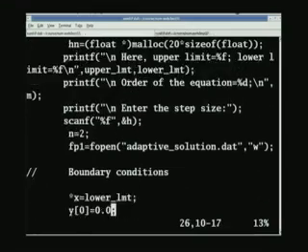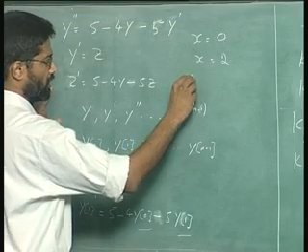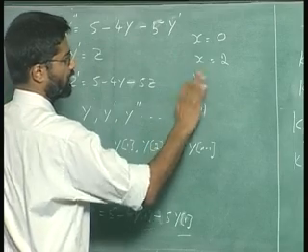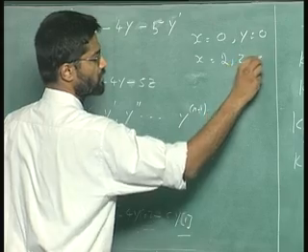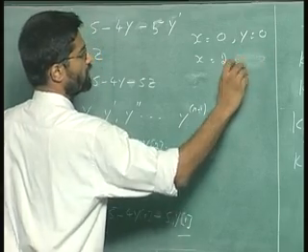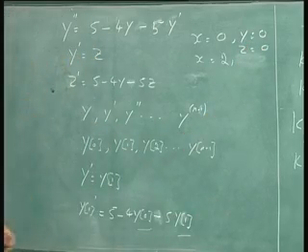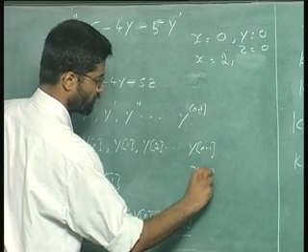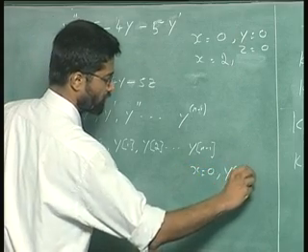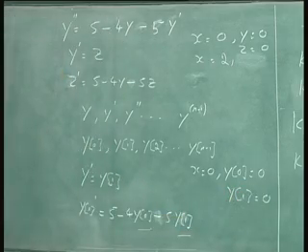So now we have the boundary condition specified here. The boundary condition is y0, y1 both are 0. Okay, that is, at x equal to 0, y is 0, z is 0. Okay, so that's what we have. That translates in this language to: at x equal to 0, y of 0 equal to 0, y of 1 equal to 0. Okay, so that's our boundary condition.